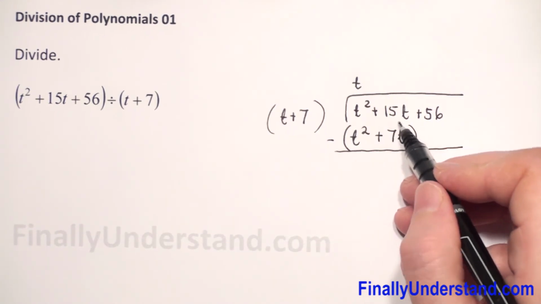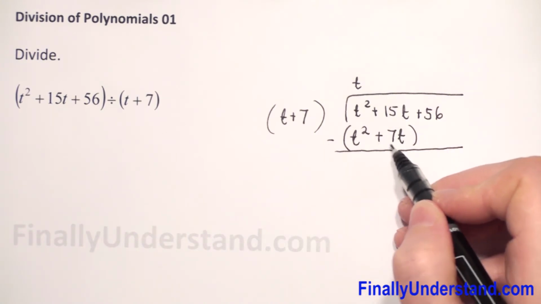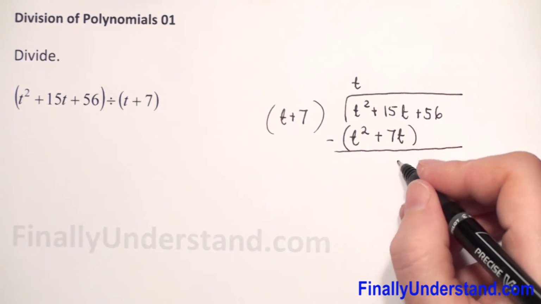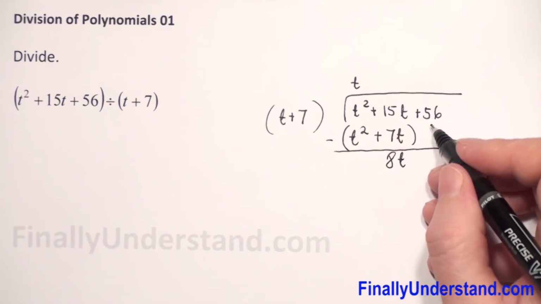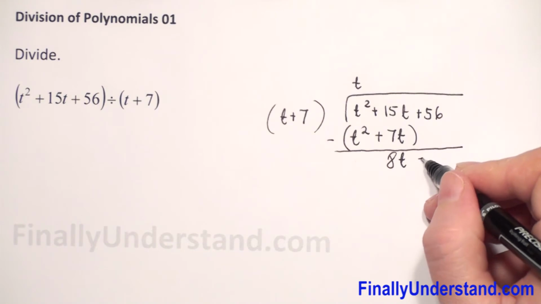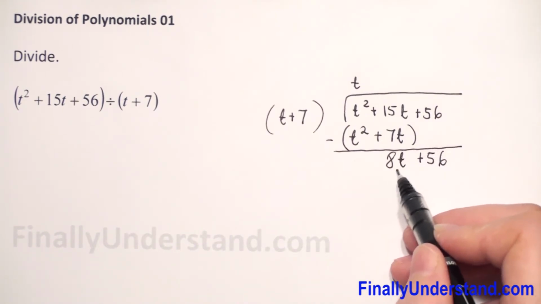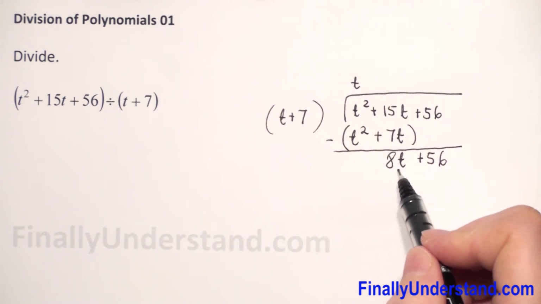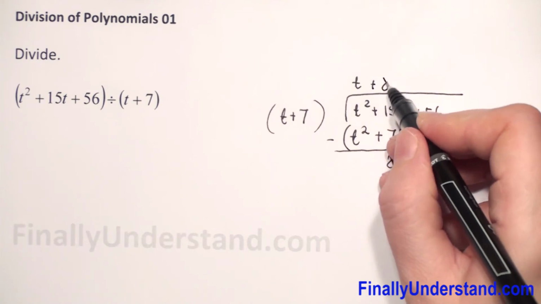Next we have 15t minus, because we have negative and positive, so it will be negative 7t. 15t minus 7t. We copy t, and 15 minus 7 is 8. And we have to take down 56, positive 56. And again, focus only on the first term. We have 8t. By what do I have to multiply t to get 8t? By 8. Positive 8. So at the top we have to write 8.